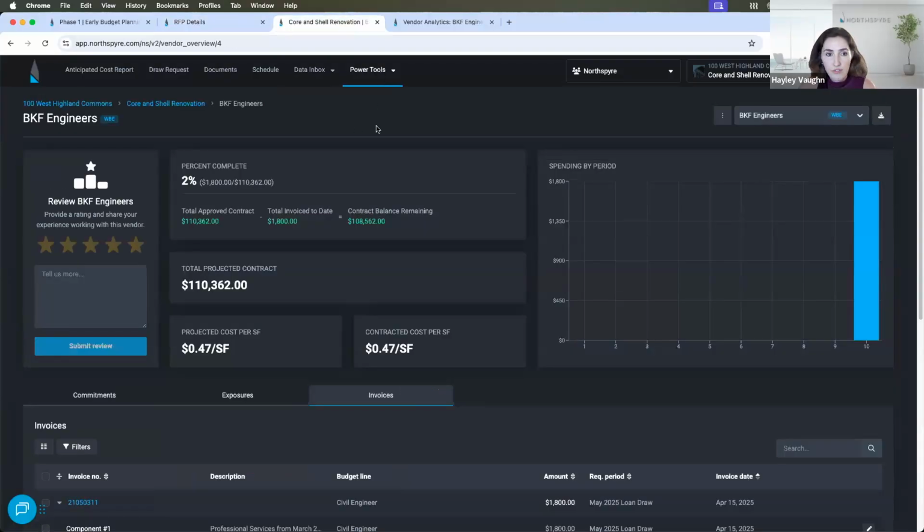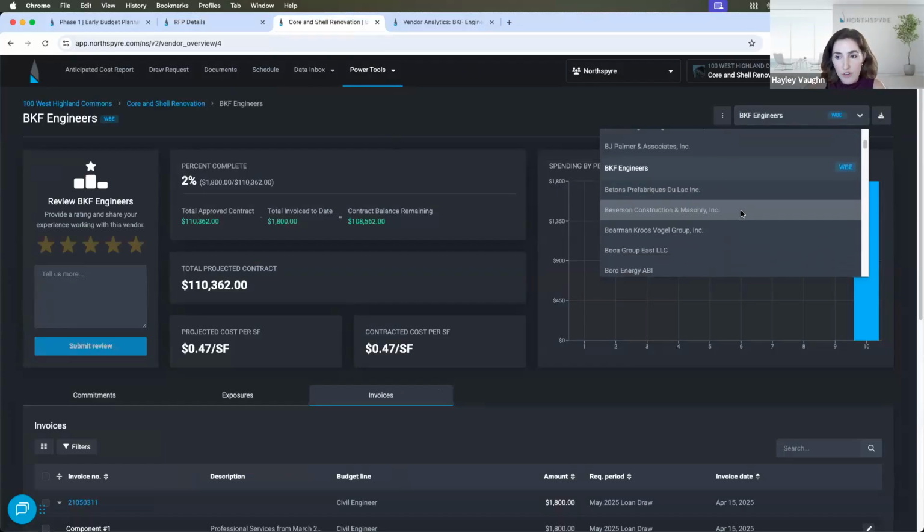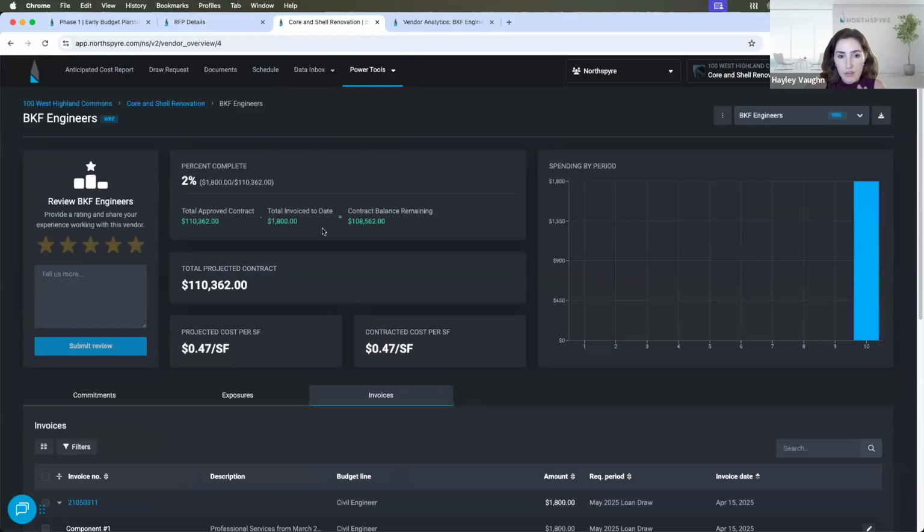All right, so moving on from bidding, we also have some other vendor tools which are really helpful to understand just where things stand, both at the project and portfolio levels. So right now we're at the project level. This is the vendor overview. There is an overview for every single vendor on a given project that you can select from this list. So you get a really good understanding of their percent complete on this project against their contract, and their projected versus contracted amount or cost per unit.